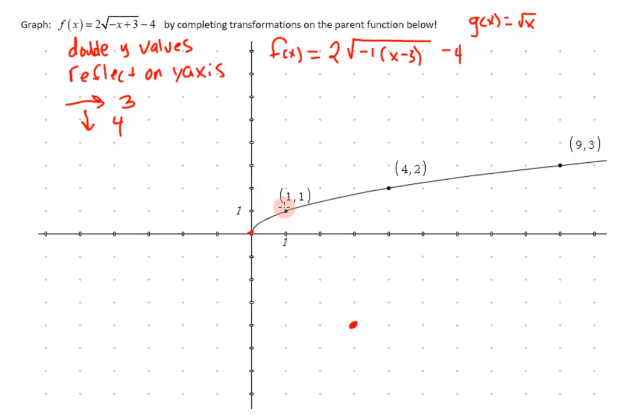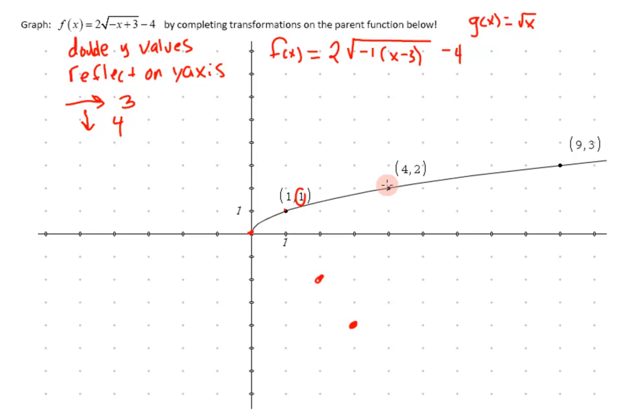I'm going to do the same. I'm going to double this y value, so I'm going to take this y value and double it. Brings me up to 2, so now I'm here. Then what I'm going to do is reflect on the y-axis, so it reflects over to here, and then I'm going to move it to the right 3. 1, 2, 3, and down 4. 1, 2, 3, 4. So that value right there moved to here.